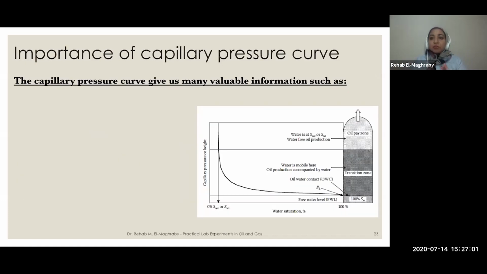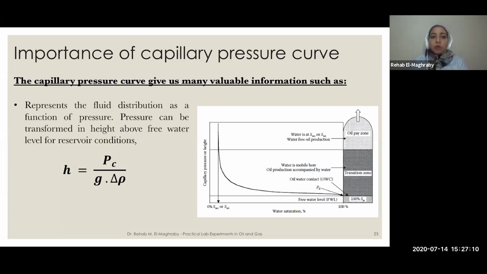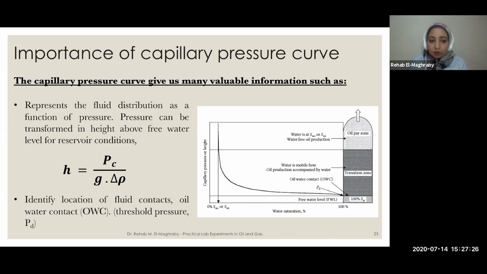So again, before starting to talk about the experimental work, I want to point out the importance of your capillary pressure curve. Through your capillary pressure curve, you can know the vertical distribution of your fluid in your reservoir. You can also express this in height. So you can know the height of the free water, the oil-water contact. You can identify the location of the oil-water contact by using this equation, the relation between height and the capillary pressure.